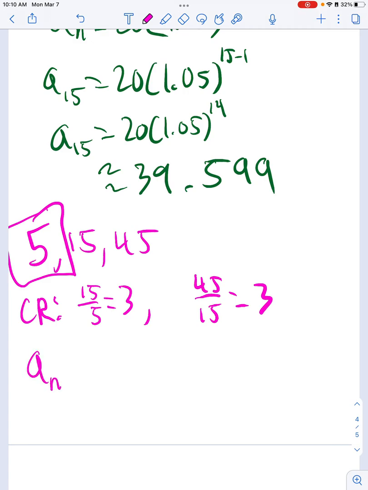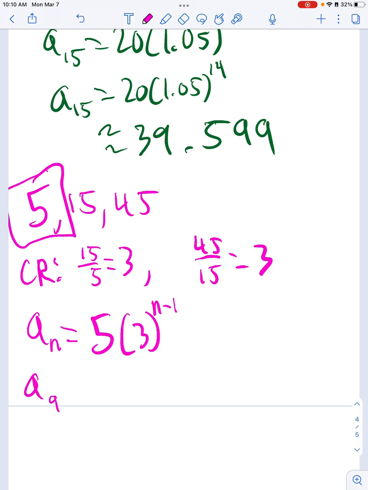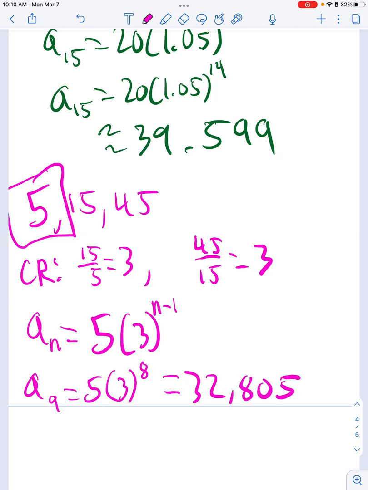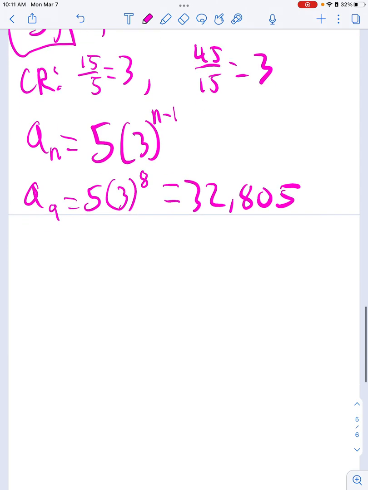Therefore, I can figure out that my first term is 5. So I can write the formula as 5 times common ratio 3 to the n minus 1. If I was looking for the 9th term, I would say 5 times 3 to the 9 minus 1, which is 8, which is going to give me 32,805. What you'll notice is that geometric sequences get bigger and smaller much faster than an arithmetic sequence.